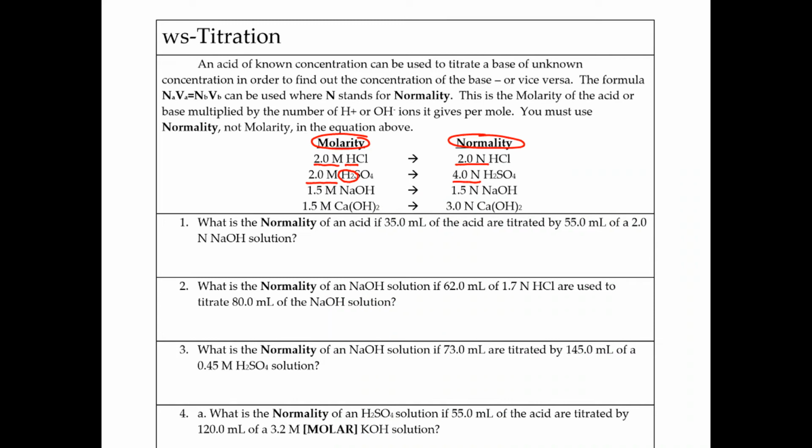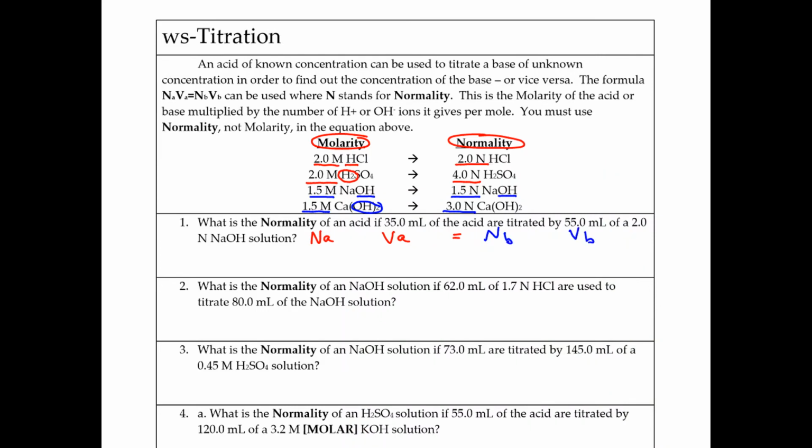Bases work the same way. This has only one OH, so 1.5 is just going to stay as a 1.5 normal because there's only one OH. But if you have double the amount of OHs, then every time you dissolve this, you get twice as much. So you really have a 3.0 normal solution. So let's take an example of number 1, which is fairly simple, and then number 3, which is a little more complicated. All of these are going to use the formula NaVa equals NbVb. You really need to work in normality to make sure you don't mess this up.